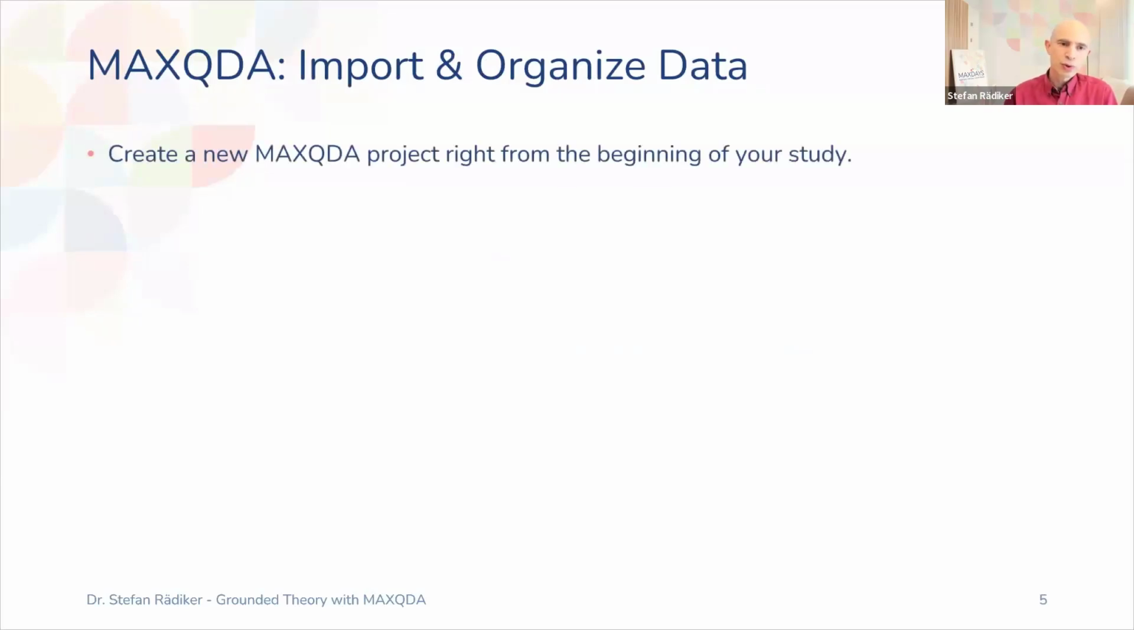And I think here it is crucial to point out that creating a new MAXQDA project right from the beginning is a very good idea, because it allows you to already note down your research question, your topic you're addressing, your plans for data collection, your plans for first data analysis, and so on, right from the beginning. And it also allows you to import all the data you have into one project, to have all your data at hand. So, for example, you have the images, you have some book excerpts, maybe also you have your interviews, you have field notes. All that should be imported.